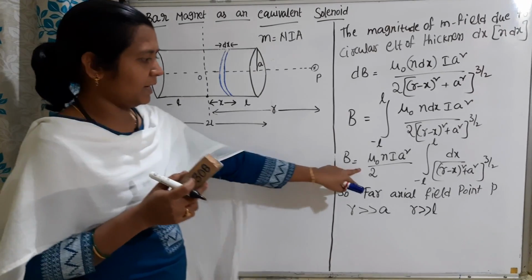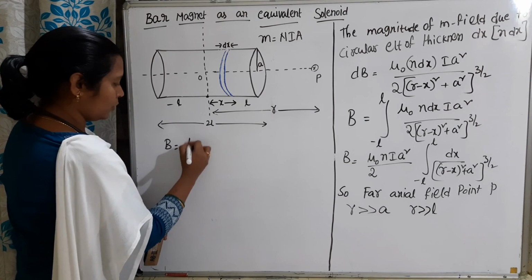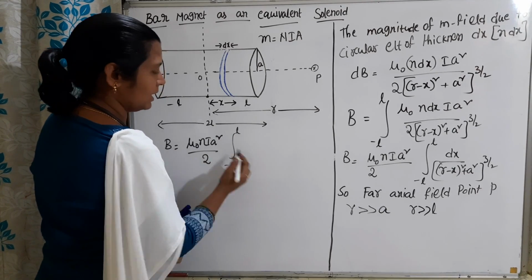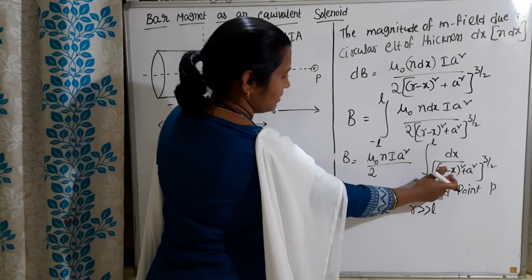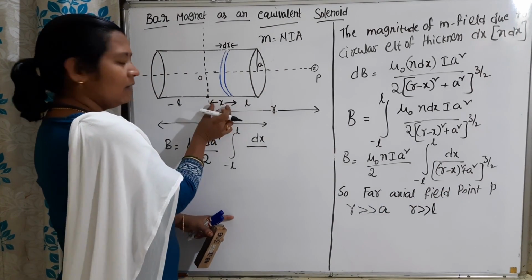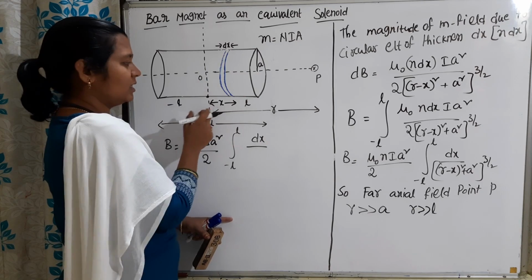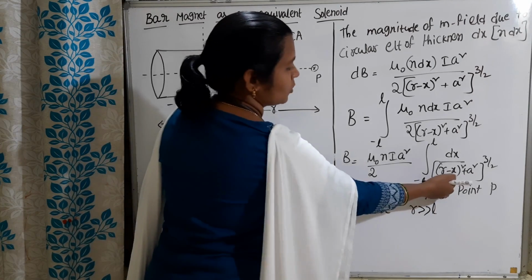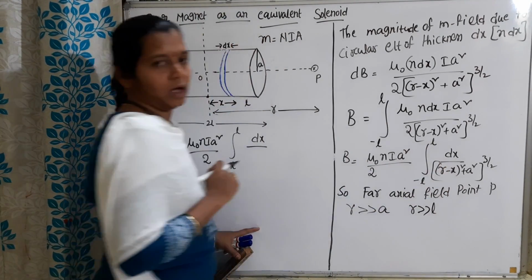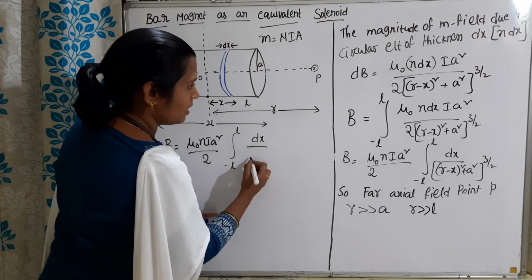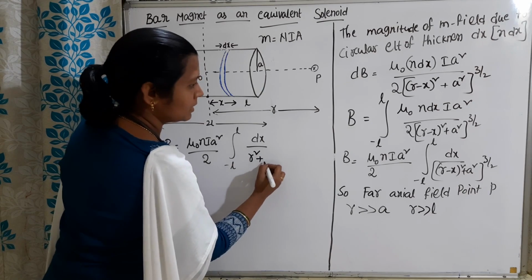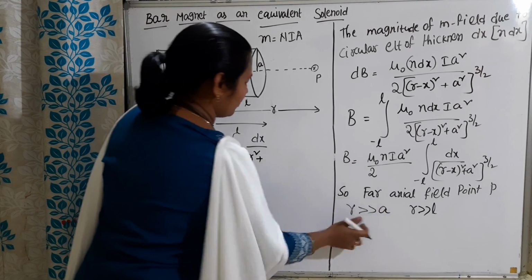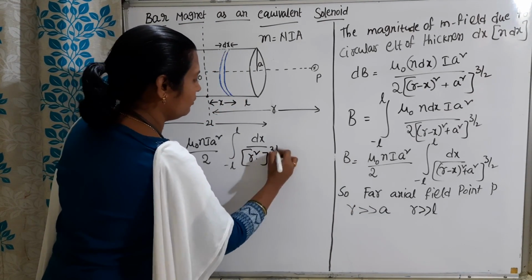So by simplifying this integral, B is equal to mu naught n I a square by 2 times the integral from minus L to plus L of dx by... Here r is very much greater. What is x here? x is nothing but the circular element's distance from the center. If r is very much greater than L, then x is also very small compared to r. In this case, we can write it approximately as r square plus a square. And a is also very small compared to the r value. So from these approximations, it is r square whole power of 3 by 2.